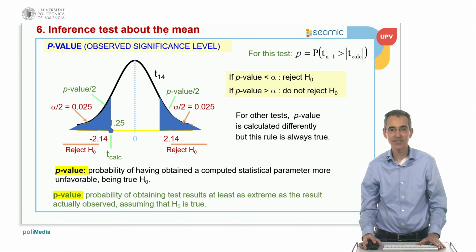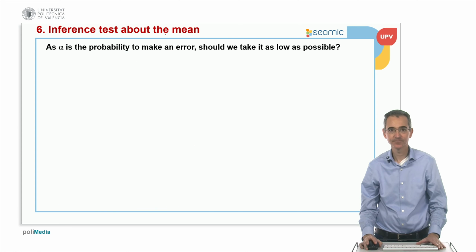Probability of obtaining a test result at least as extreme. Okay, well, I know that it's a bit abstract. I hope that this picture clarifies the issue.